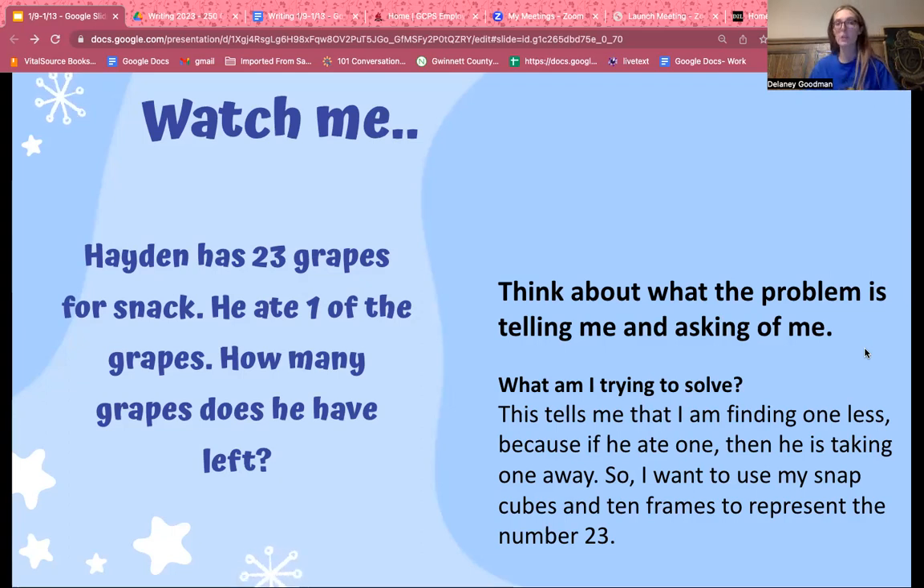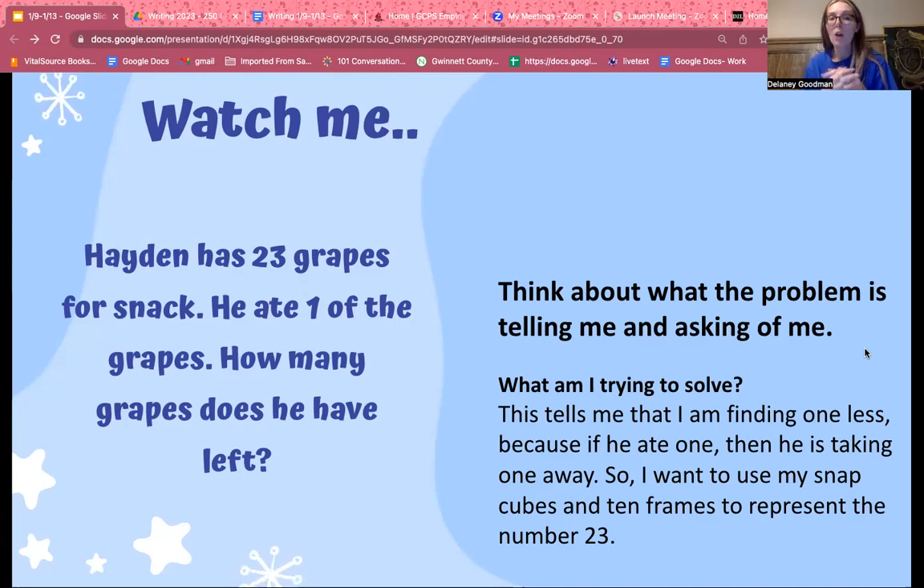Hayden has 23 grapes for snack. So in my mind, I see that Hayden has how many grapes? 23 grapes. So I see it. I see a bunch of green grapes in front of him, and he has 23 of them. He ate one of them. So I see the 23 grapes sitting in a bowl or on a table, and then I see him pick up one grape, put it in his mouth, and eat it. Okay? So he had 23 grapes, and then he ate one.